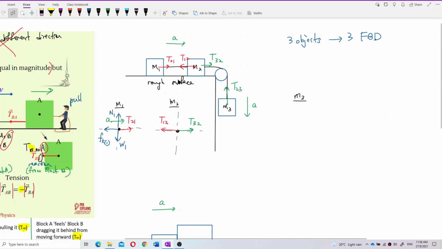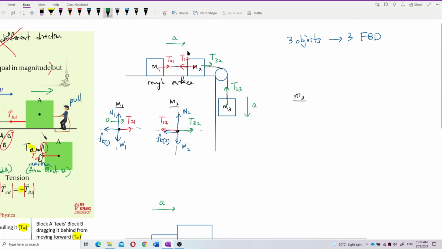So it has a friction going in the opposite direction of motion. This is kinetic friction for block 2. And then it also has its own weight, put as W2, and this is the normal force for block 2. So you have so many forces here, and don't forget you must draw the acceleration also.